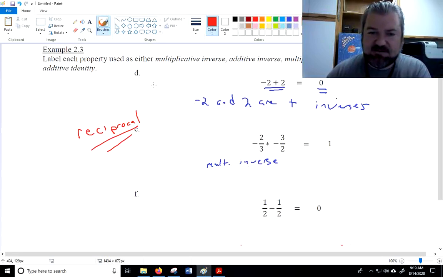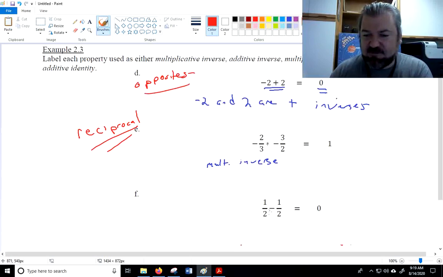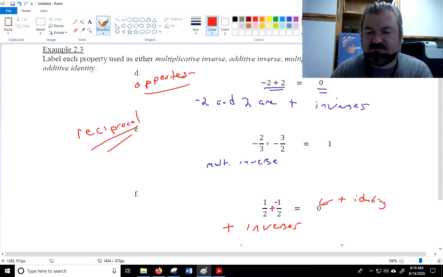How do we find the additive inverse? The opposite. All right, 1/2 minus 1/2. Well, I'm going to say that 1/2 minus 1/2 is, to the advanced mathematician, really 1/2 plus -1/2, right? So this is, again, a demonstration of additive inverses resulting in the additive identity. So remember, what do we use inverses for? To get the identity.